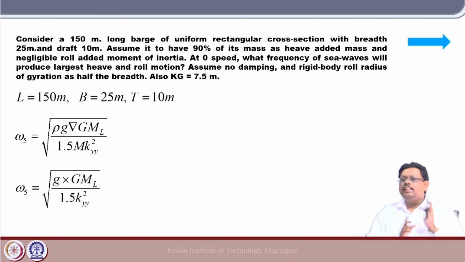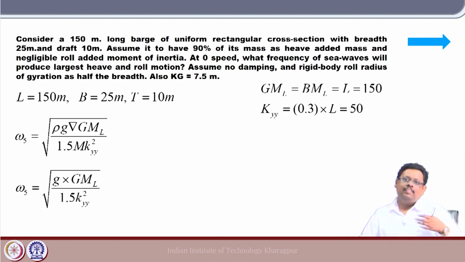Now, nothing is known to me, right, GML I do not know, kyy I do not know. Then how do I understand what would be the possible natural frequency for this particular vessel? Here comes the idea of approximation. I just approximate GML equal to BML. Simply, instead of L B cube by 12, it should be L cube B by 12. So earlier it was B square by 12 t, now you have L square by 12 t, that you can do, no problem.